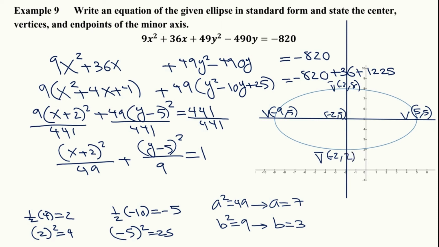So those are the vertices and the co-vertices. And we have the center, and that's it. We're done. There's our equation. These are the vertices. These are the co-vertices, also called the endpoints of the minor axes. And that's it, basically. And that's standard form.